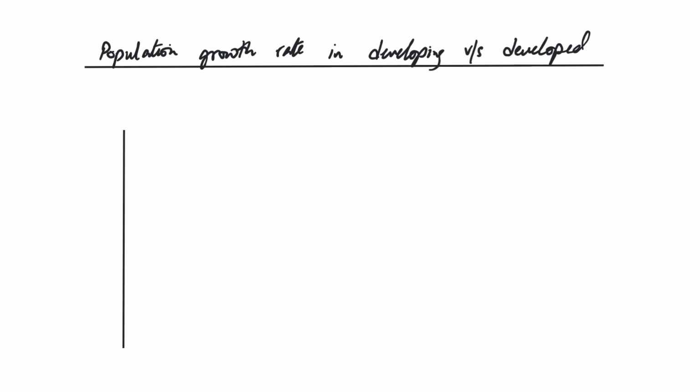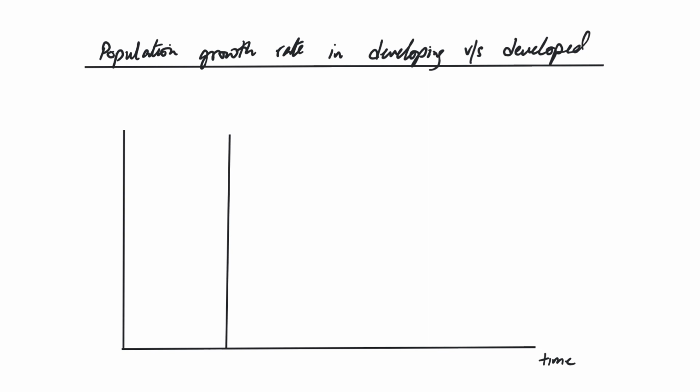I'm going to make a nice big diagram to show how things work. I'll place time over here and I'll break it down into 4 phases. And the birth and the death rates.